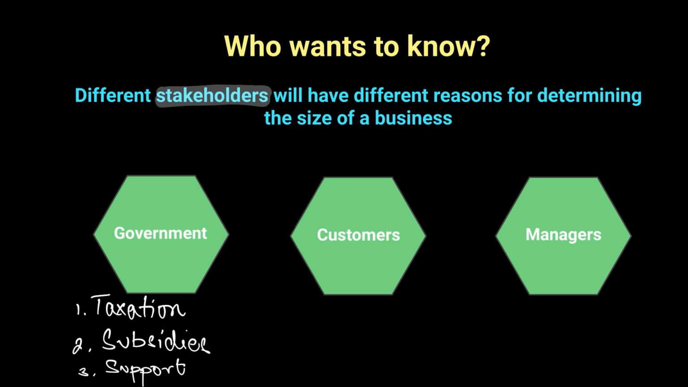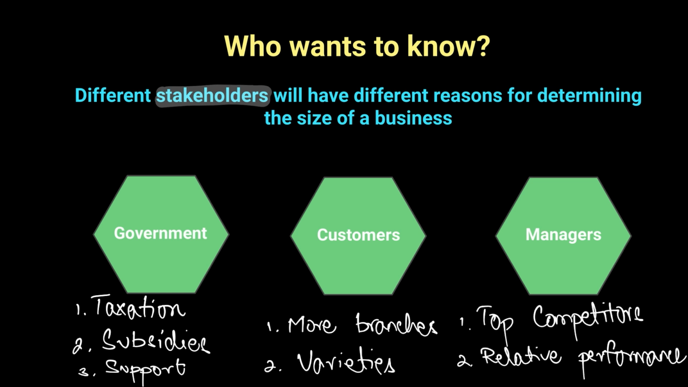Customers are another important stakeholder, and of course they'd like to know which is the bigger business, because a bigger business would mean perhaps more branches, and maybe also more variety, and that's something craved by all customers. The managers of a business would want to compare the size of different businesses so that they can figure out who their top competition is. Like Pepsi would like to know how Coke is doing, and likewise for Coke and Pepsi. So they're always comparing their size with one another to see which one has the head start or the lead over the other, and to simply compare their relative performances.